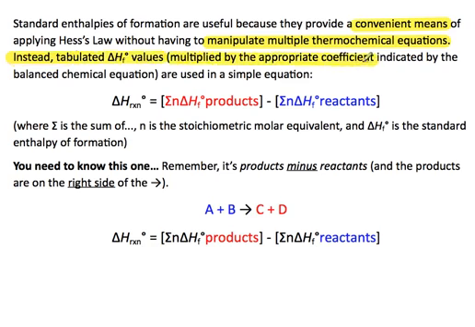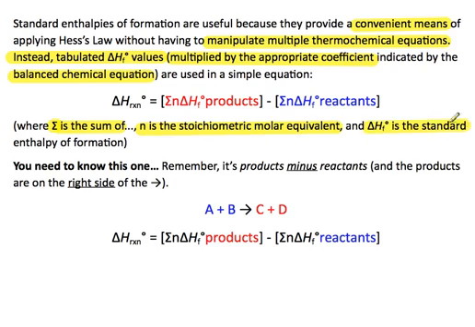and so that ends up giving us enthalpies of formation for products and for reactants, and we use that in this simple equation: products minus reactants, where sigma is the sum of, so we add together the enthalpies of formation of the products and add together the enthalpy of formation of reactants. N is the stoichiometric molar equivalent. That's what you get from your balanced equation, and delta HF obviously is the enthalpy of formation for each compound.